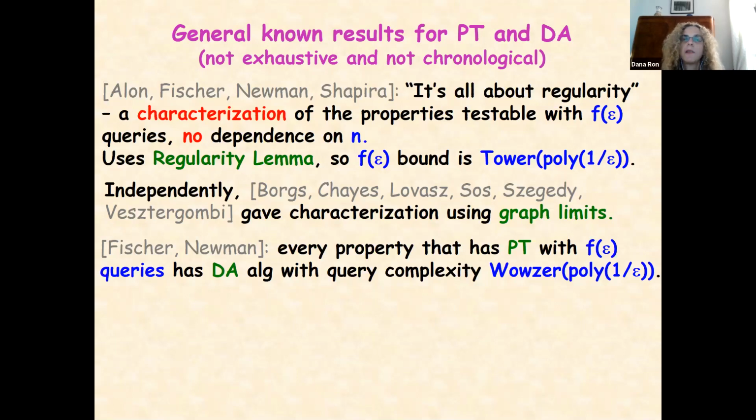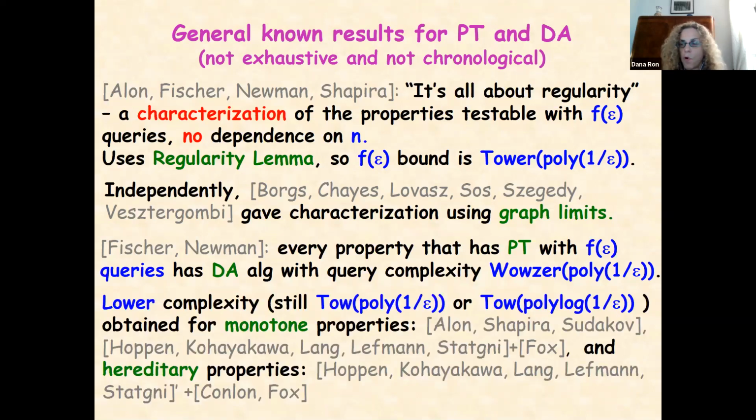And if you want general, but slightly less general, there are results for more restricted properties: monotone properties, which are maintained under removal of vertices and edges, and hereditary properties, which are maintained under removal of vertices. Still it's better than Wowzer, but it's still towers of height. The best you can get is a tower of height polylog 1 over epsilon, which is a great improvement, but still pretty high. General results come at a cost.